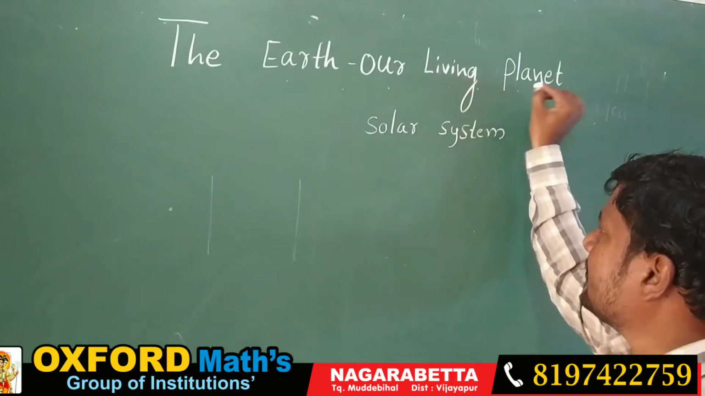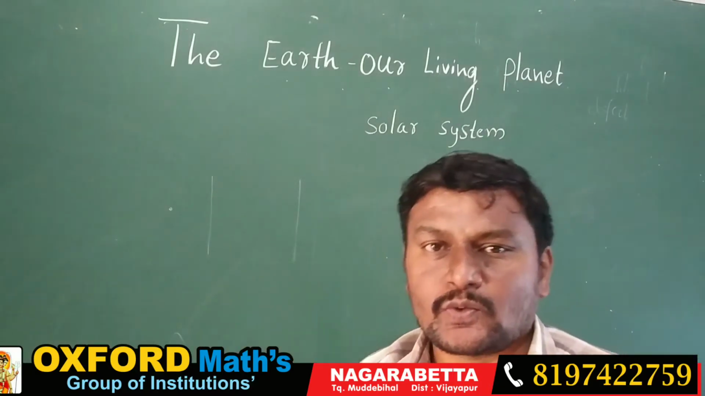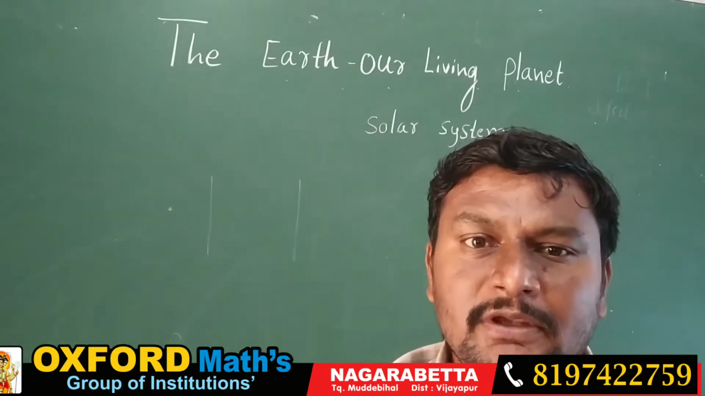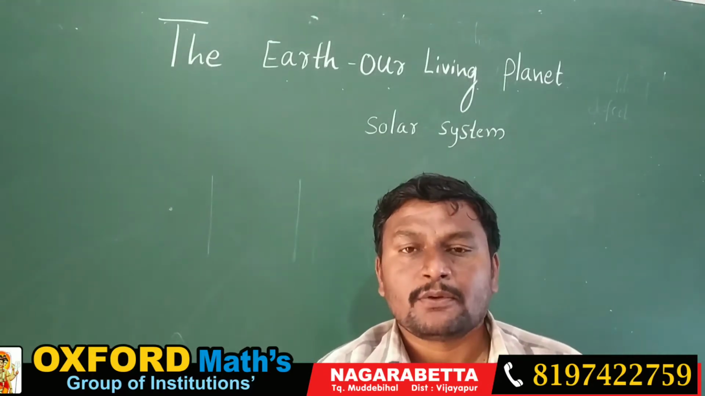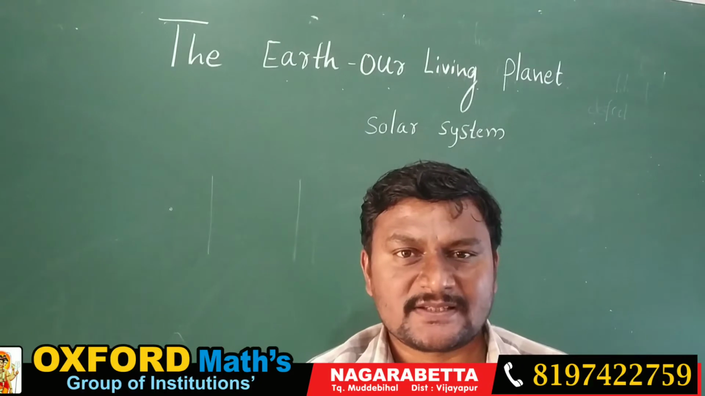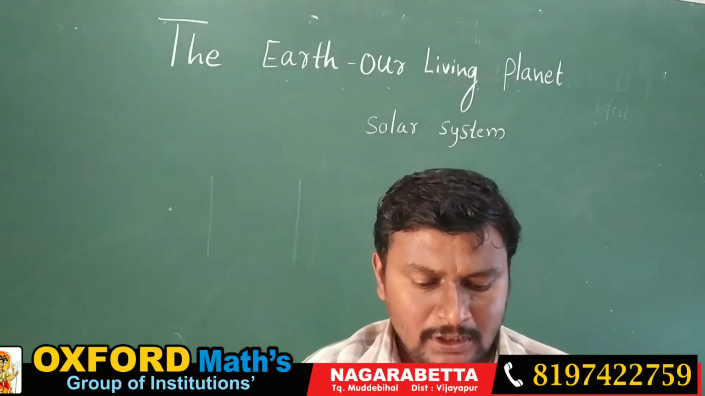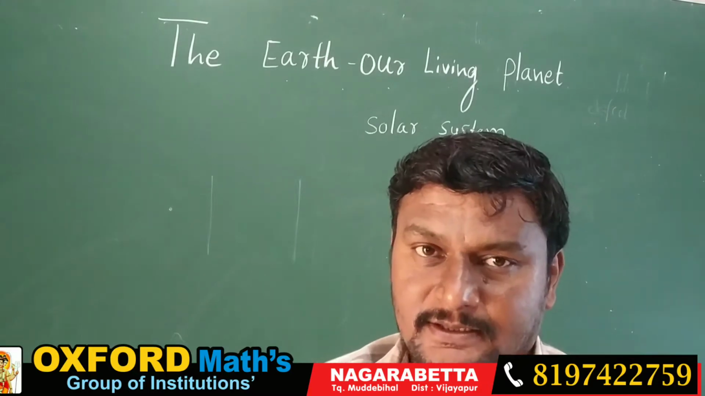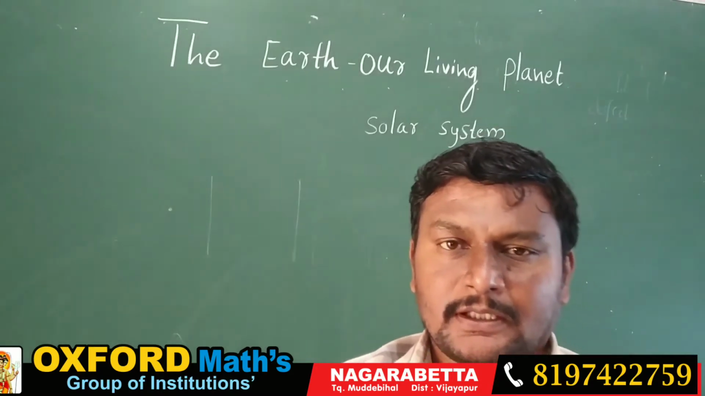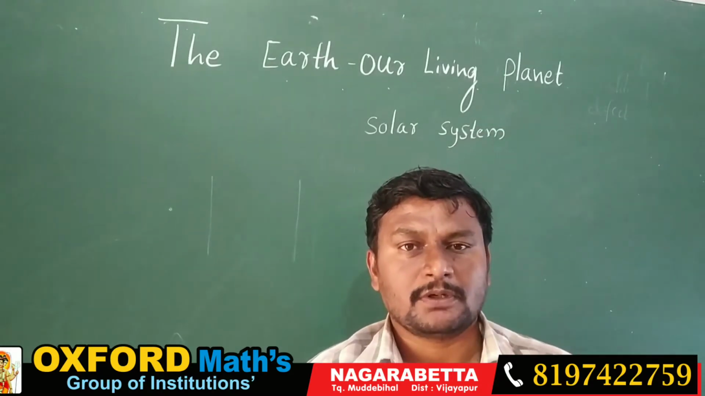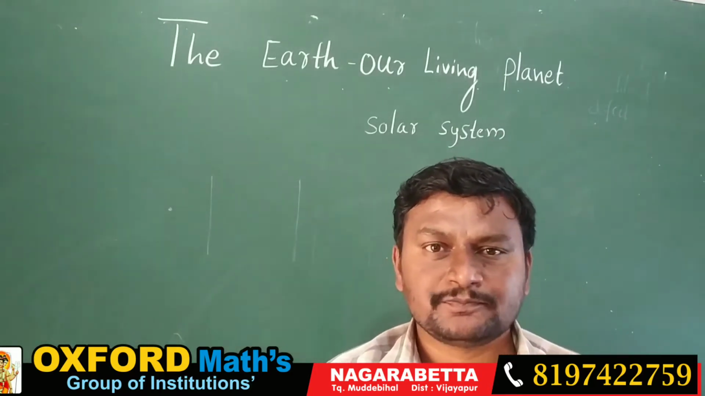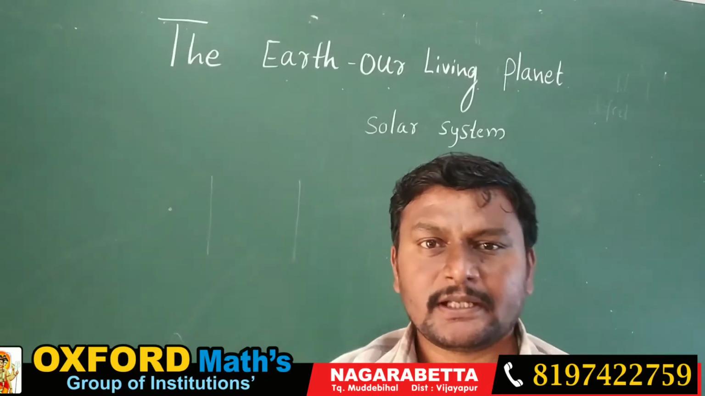Why is it called a living planet? Other than Earth, none of the planets in the solar system are suitable for living organisms. Only the Earth is a very suitable planet for living organisms. So the Earth is known as a living planet. It is not only the suitable distance from the sun; whatever requirements living organisms have, all those requirements are present on the Earth. That's why it is called a living planet.